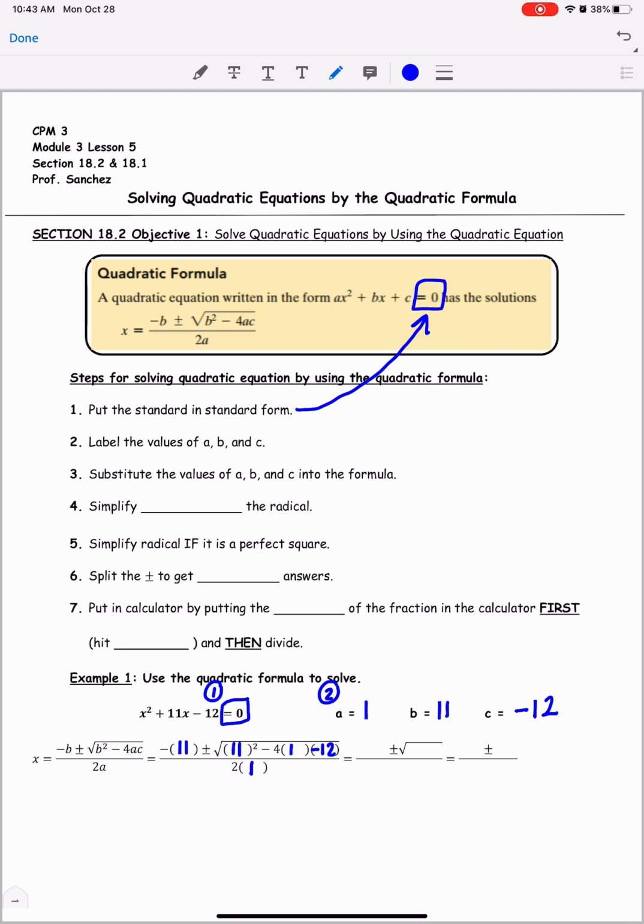Okay, and I do want to make a note before I get too far in here. Notice the formula says it's all over 2a. It's not just the square root over 2a. It is all over 2a, that negative b plus or minus included. Okay, so that is step 3.